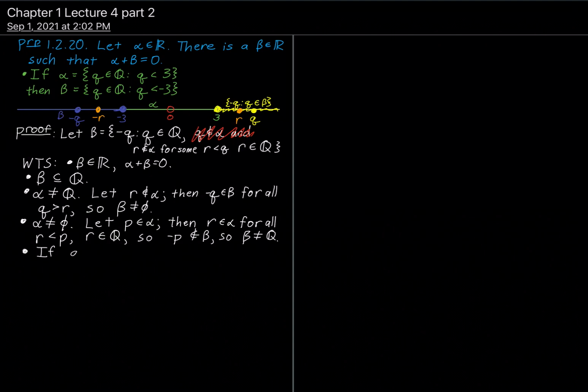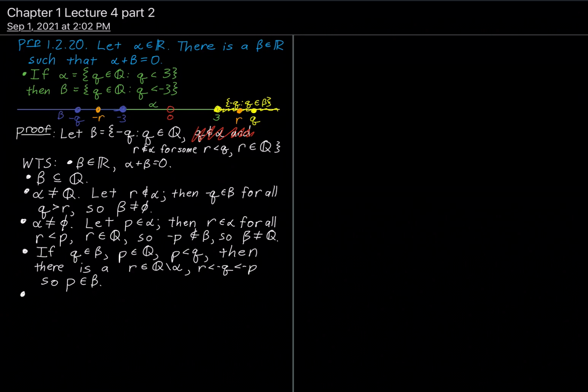And if Q is in beta and P is a rational number that is less than Q, then we have that there is an R that's a rational number but not in alpha, R is less than negative Q, which in turn is less than negative P, so P is in beta.